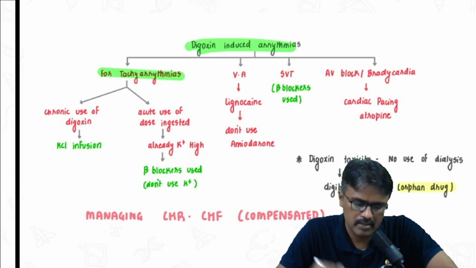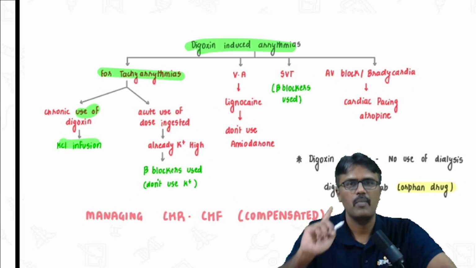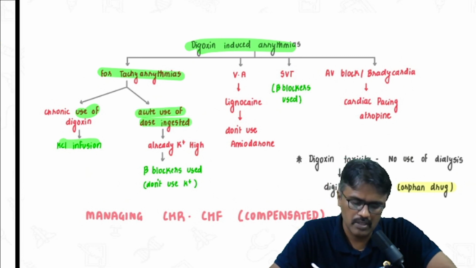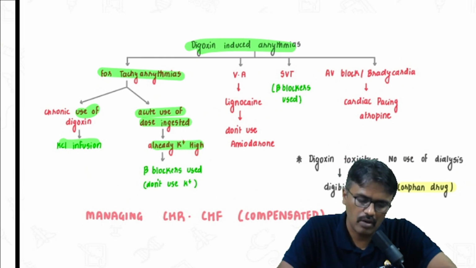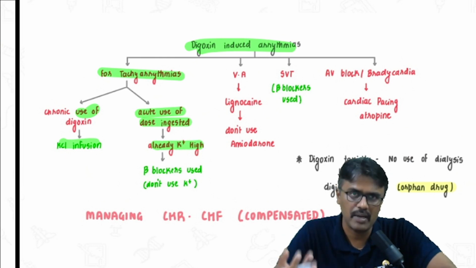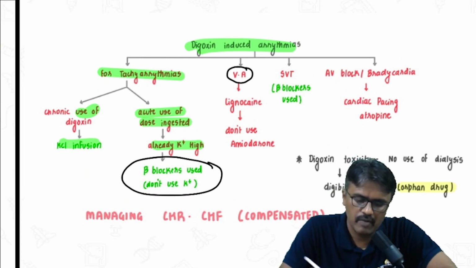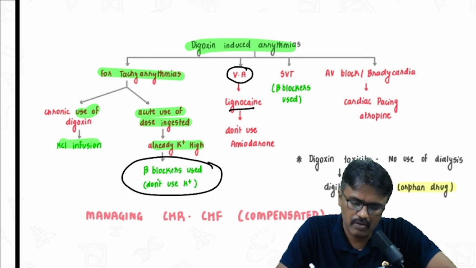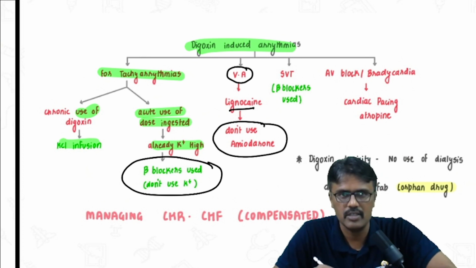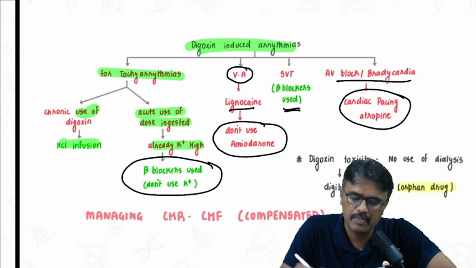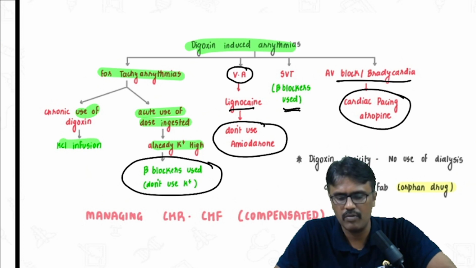For tachyarrhythmias, if it is because of chronic digoxin use, just give potassium infusion, because potassium will inhibit the binding of digoxin. But if it is because of acute ingestion of digoxin, there will be hyperkalemia already. So there you should not use potassium because dangerous hyperkalemia will occur. So it is better to give a beta blocker. Ventricular arrhythmia, whether it is tachycardia or fibrillation, give lignocaine. Don't use amiodarone because it increases digoxin level. For SVT, beta blockers are used. For AV block, you can use cardiac pacing. That is the best one, or you can go for atropine or isoprenaline.